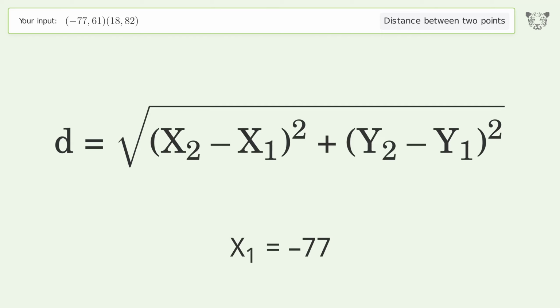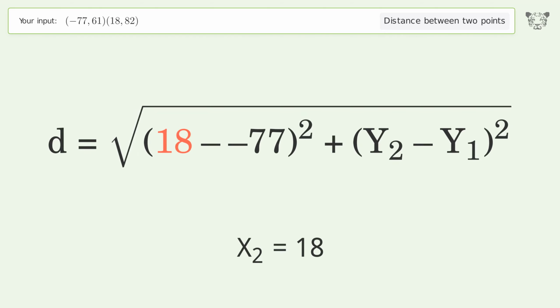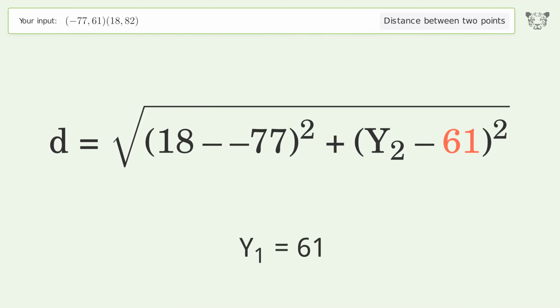x1 equals negative 77. x2 equals 18. y1 equals 61. y2 equals 82.